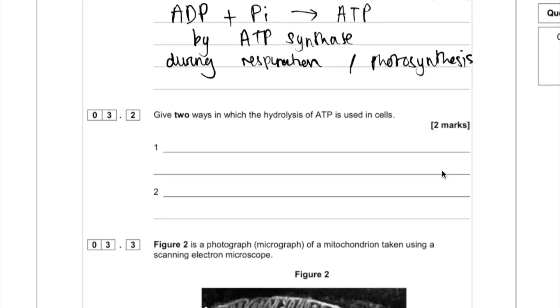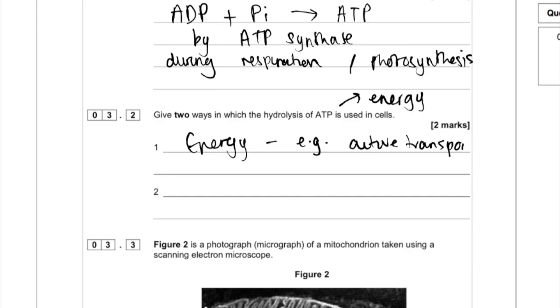Okay, give 2 ways in which the hydrolysis of ATP is used in cells. Now, at first this seems really obvious. We automatically associate ATP with energy, which is correct. ATP releases energy, and this would be our first point, releases energy, but you need to say a specific reaction that it could be used in. My go-to one would be active transport.